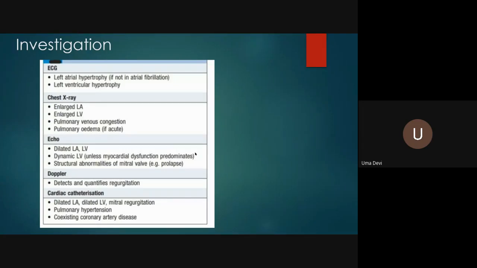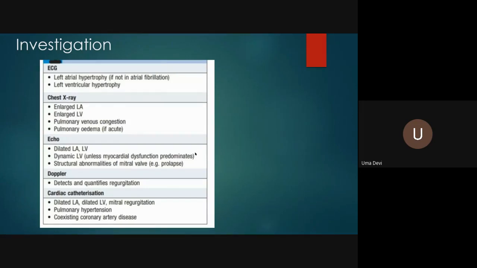Now when you go to investigation, on ECG you will see features of left atrial hypertrophy, that is P mitrale. You will have a broad P wave. In atrial fibrillation, we'll have fibrillatory waves, and left ventricular hypertrophy features will be there in ECG. That is tall R wave in V6 and deep S waves in V1 and V2. If we add the deep S waves in V1 or V2 plus tall R waves in V5 or V6, it should be more than 35 millimeters. When you come to the clinics, we'll show you how you do it.